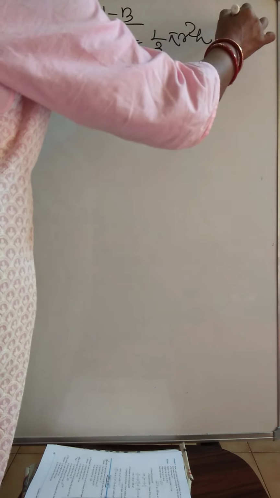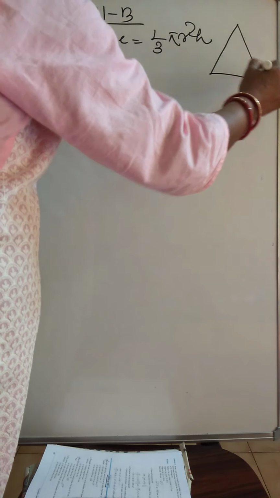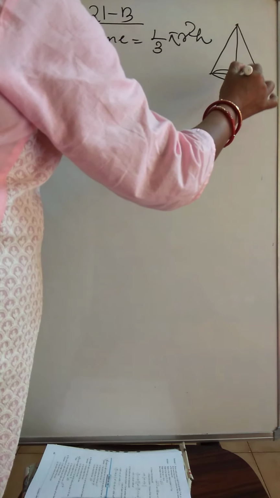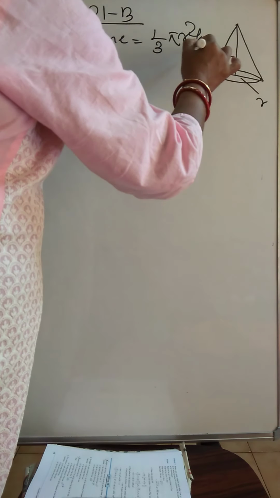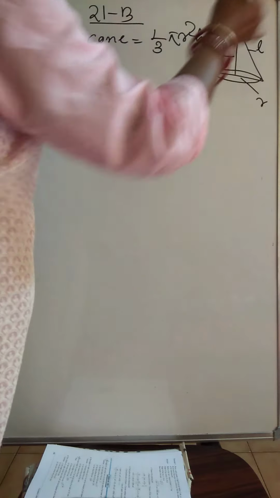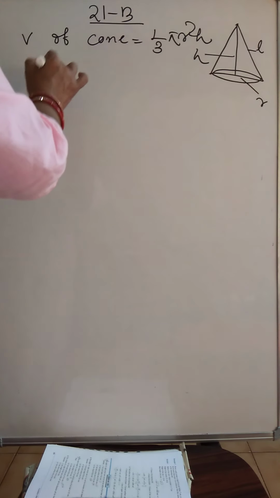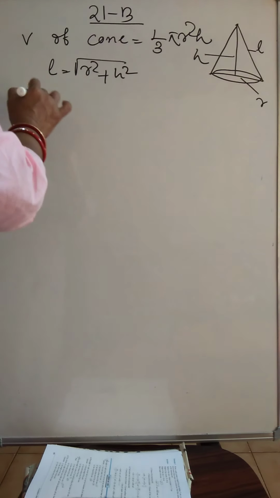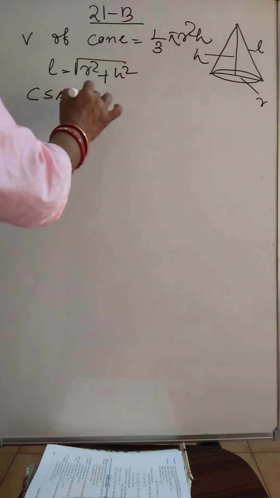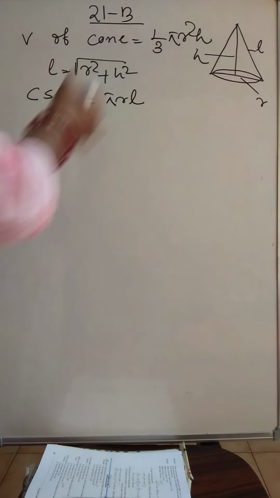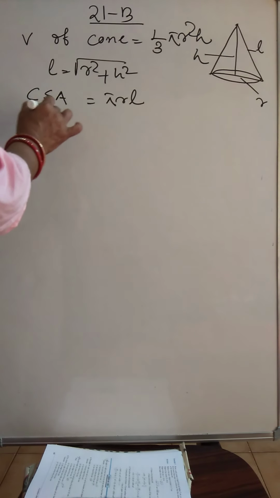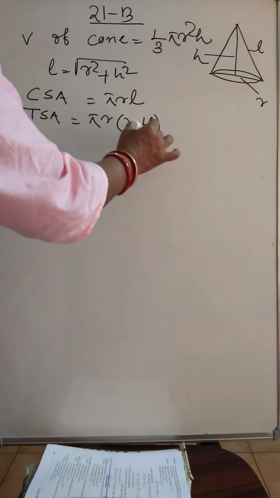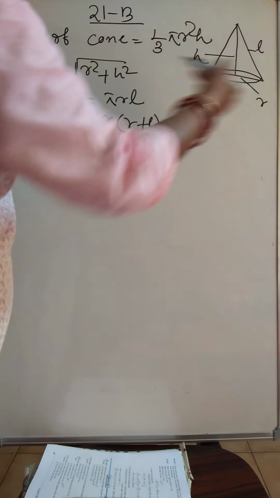This is a cone. This is radius, this is height, this is slant height. How will I find out slant height? Square root of r square plus h square. Curved surface area of cone is pi r l. Total surface area of cone is pi r into r plus l, means curved surface area plus the circular part.